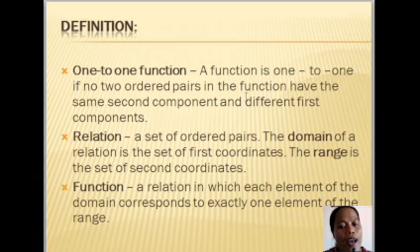Okay, let's have the following definitions first. A function is one-to-one if no two ordered pairs in the function have the same second component and different first components. Next, a relation is a set of ordered pairs. The domain of a relation is the set of first coordinates. The range is the set of second coordinates. Again, the domain is the x, or the input, or the independent variable. The range is the y, or the output, or the dependent variable.